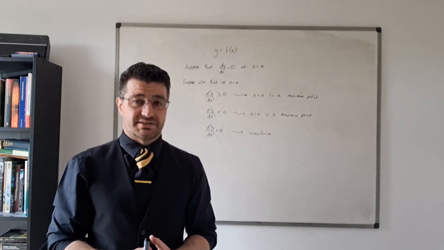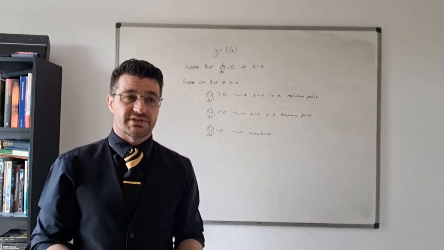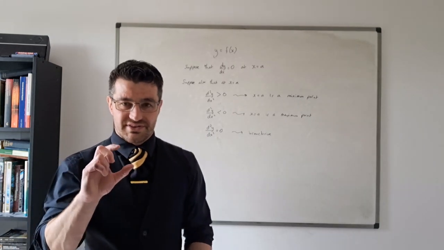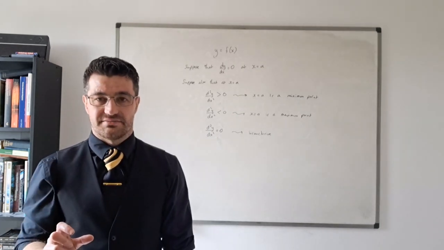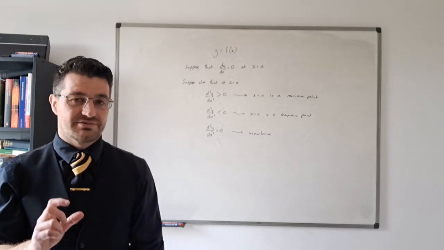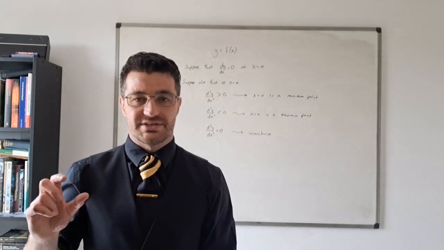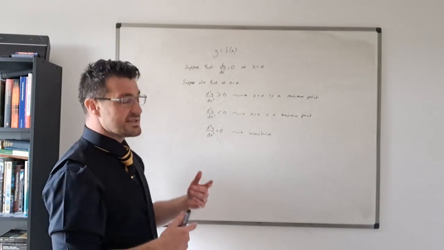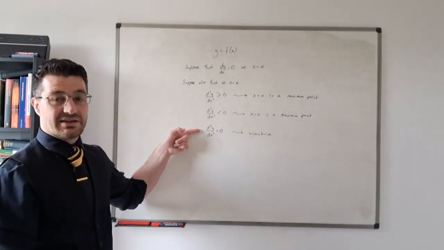Another point that I need to make is that the second derivative test doesn't always tell us what the type of a turning point is. The second derivative test doesn't always work. Even when it applies, it can come back inconclusive.